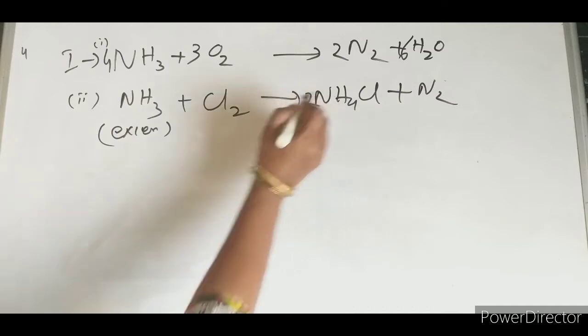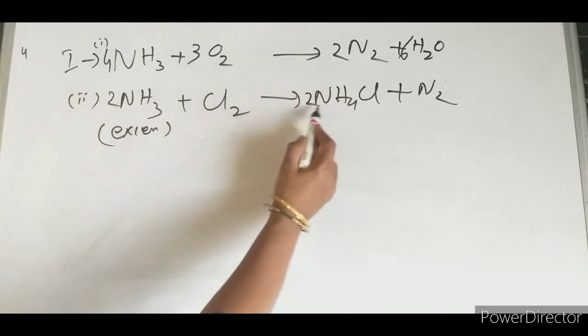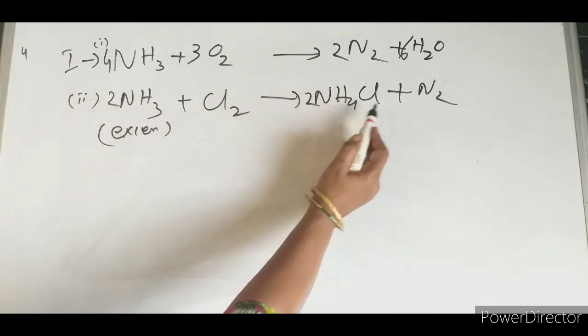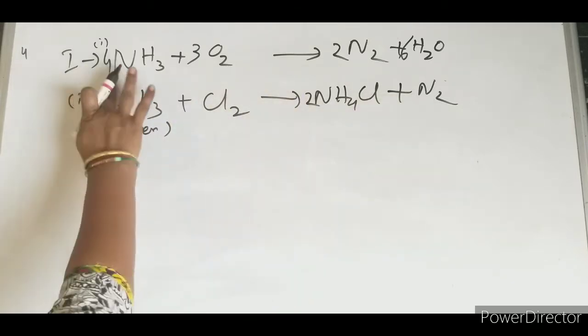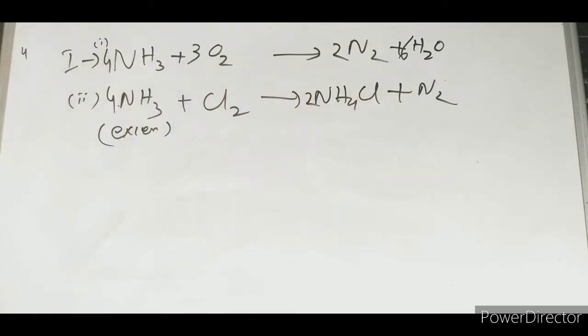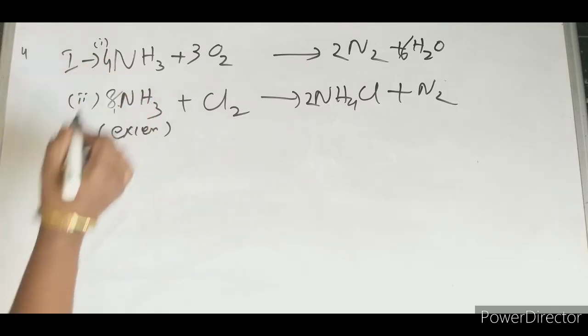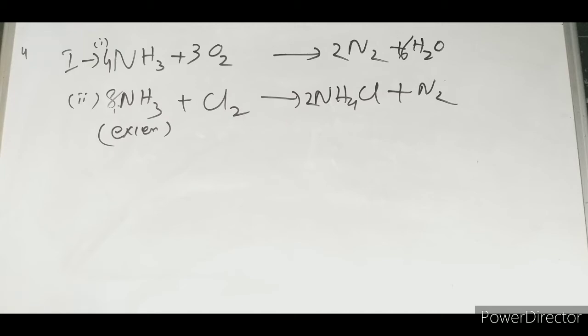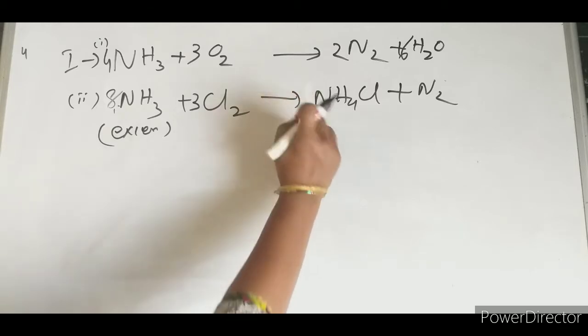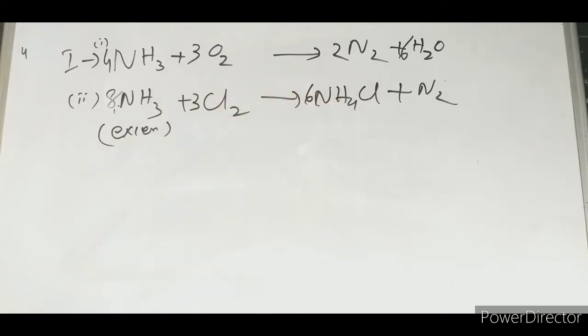Third one, is it balanced? No, it is not balanced. 2, 6, 8 to 4. This one will be 8 ammonia, this one will be 3 chlorine, this one will be 6 ammonium chloride, then it will be nitrogen. Are you getting this one?